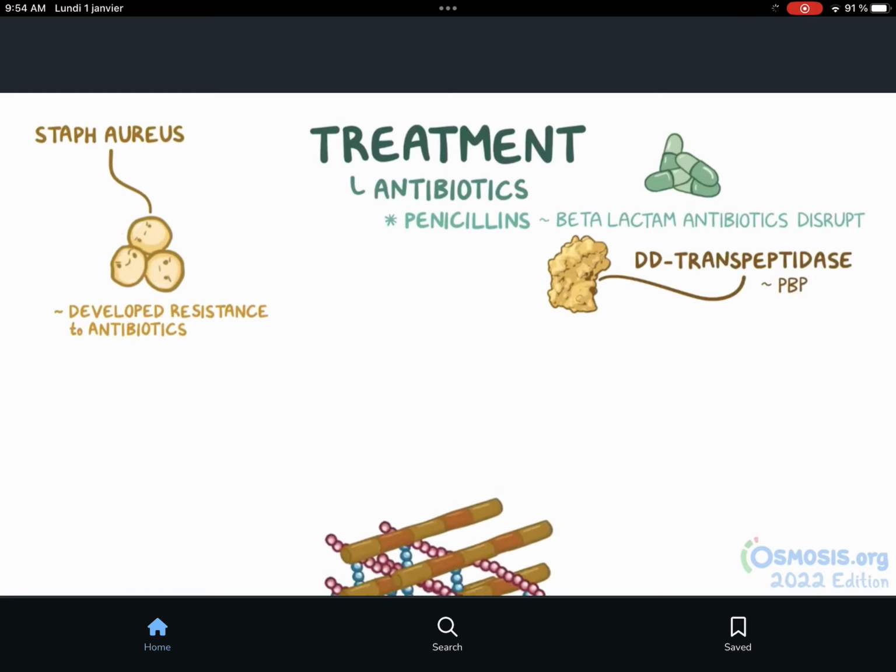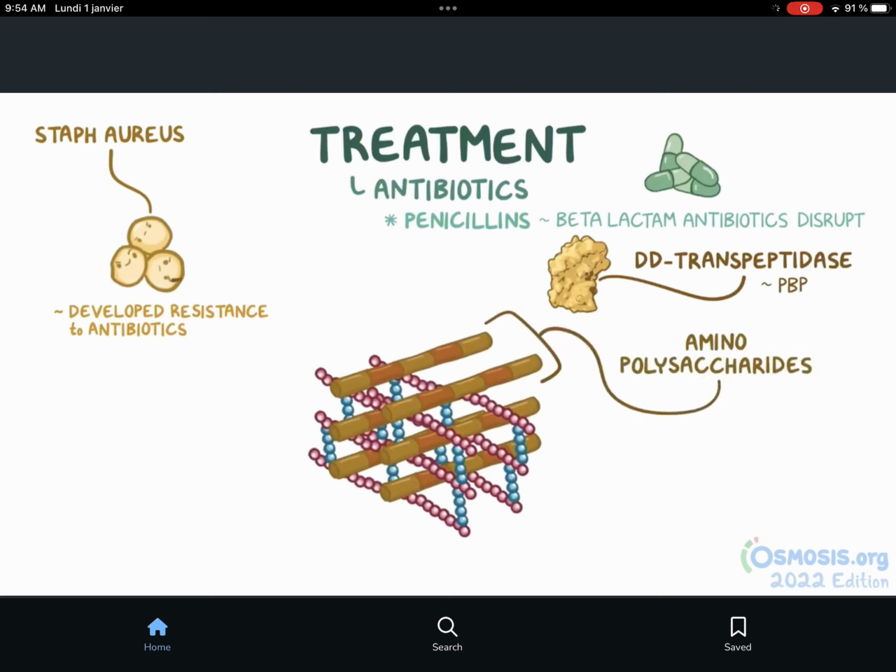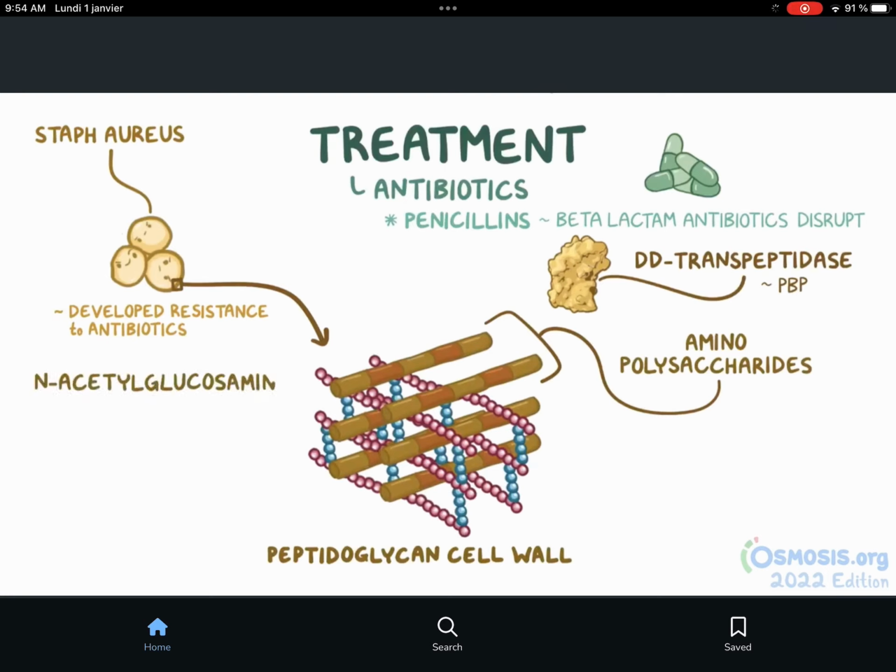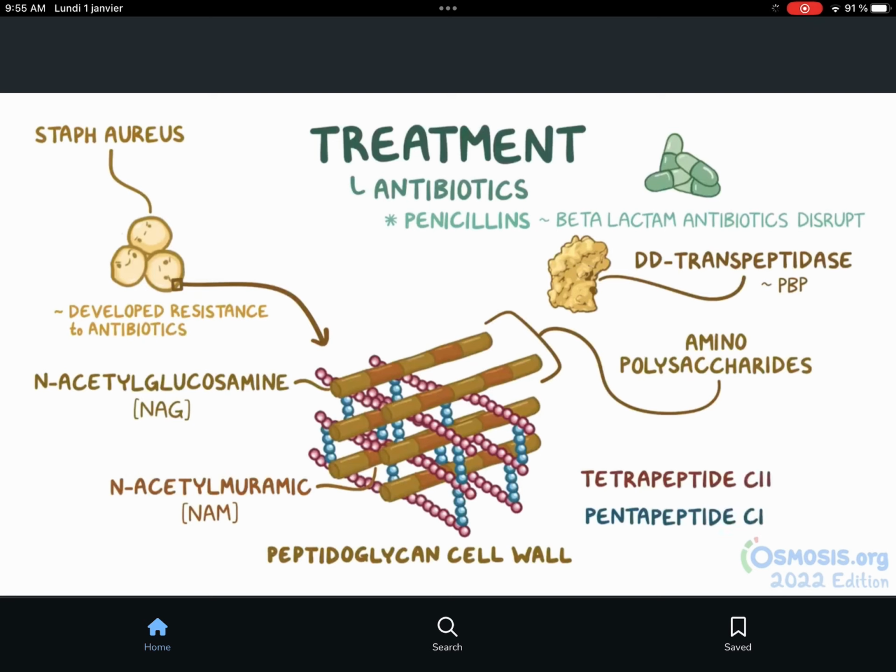PBP is in charge of cross-linking the long strands of aminopolysaccharides that make the peptidoglycan cell wall, running in parallel. These are made of segments of N-acetylglucosamine, or NAG, and N-acetylmuramic acid, or NAM, in an alternating pattern, so NAG, NAM, NAG, NAM, and so on, like a pearl necklace. Protruding from the tips of the NAM subunits are tetrapeptide and pentapeptide chains. These peptide chains can link to other peptide chains from the neighboring strands through a process known as transpeptidation.